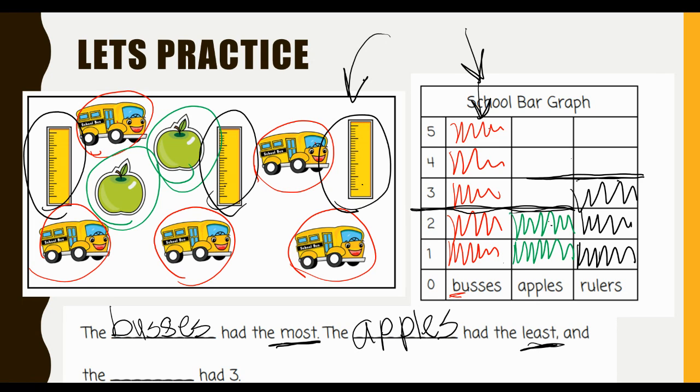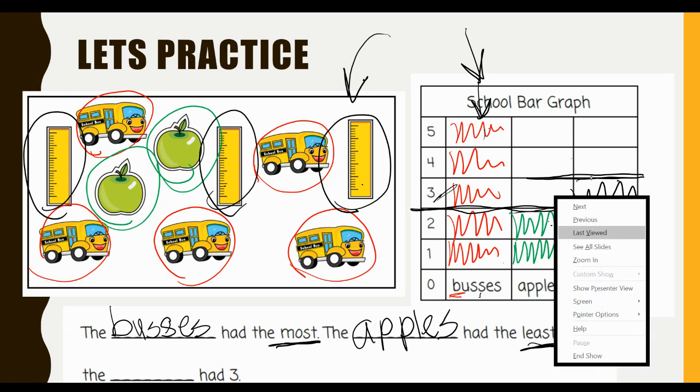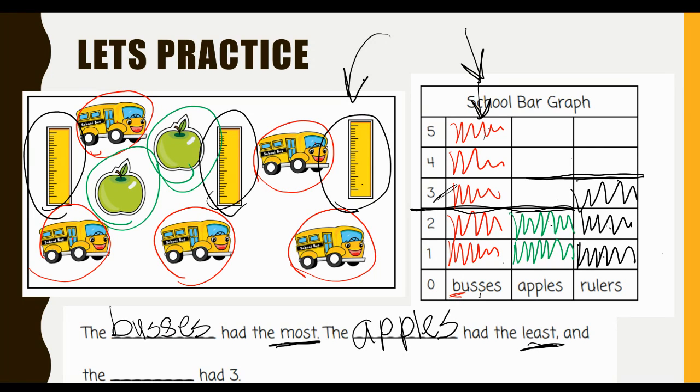And then which one had 3? So we can go right here, we check the buses. Oh, the buses went past 3, so that one's out. The apples don't go to 3, so it's not apples. Which one goes to 3? 1, 2, 3. Look, that one. So the rulers had 3.